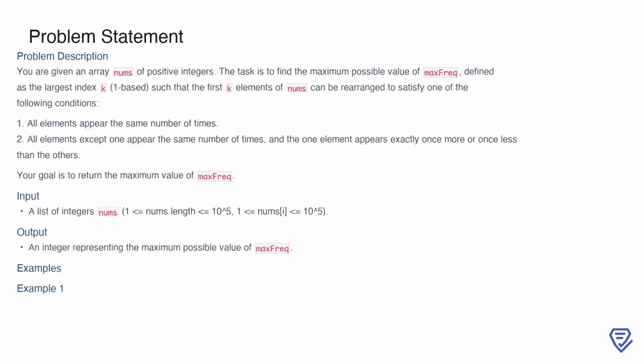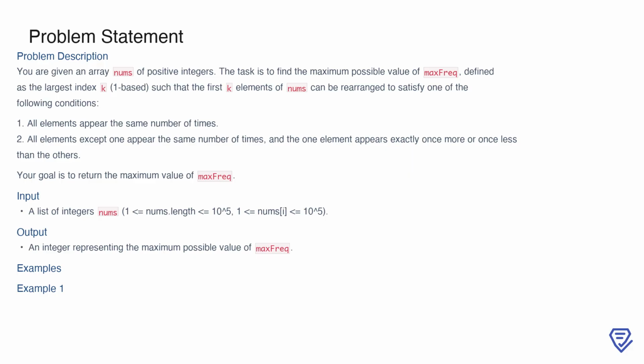In this problem, you're tasked with finding the maximum value of max frequency, which represents the largest index k such that the first k elements of an array can be rearranged to meet one of two specific conditions. First, all elements must appear the same number of times. Alternatively, all elements except one must appear the same number of times, with that one element appearing either one more or one less time than the others.